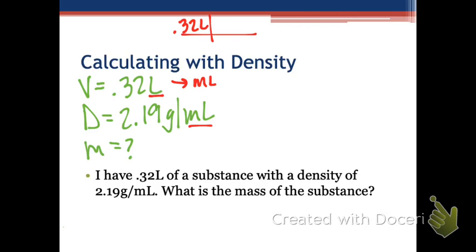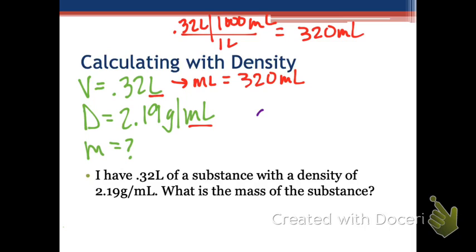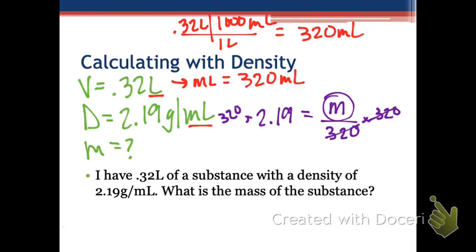So if I want to go 0.32 liters to milliliters, I would say 1 liter is 1,000 milliliters, which means I'm at 320 milliliters. Okay? So my volume now is 320. When I set up my density problem, I would say 2.19 equals mass over 320. And to get m by itself, all I need to do is multiply by 320 on both sides. Okay? That way it's canceled. You have to do less math here because my variable is already in the numerator.